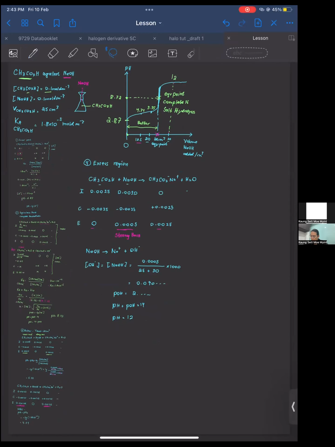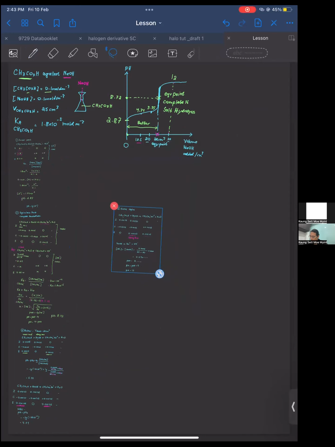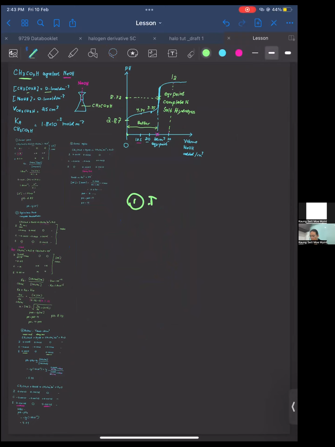Okay, guys, so these are the 4 major regions. Okay, so let me downsize and then point out what the 4 are. First region is the initial region. Initial region is the beginning of the titration curve. In the initial region, it is as if there is nothing being added. So initial regions are very, very easy. Therefore, in the exam, it's 1 mark.